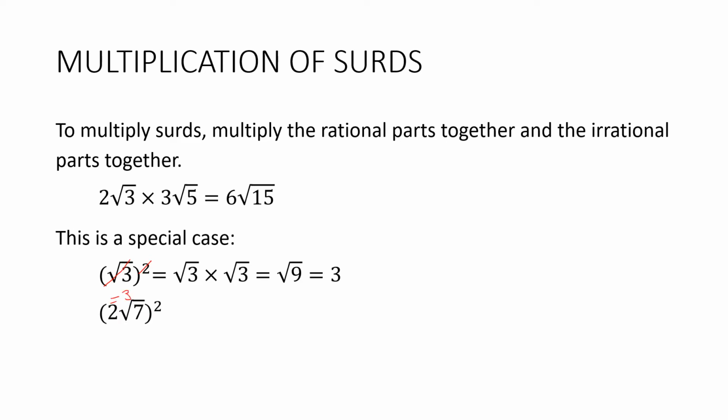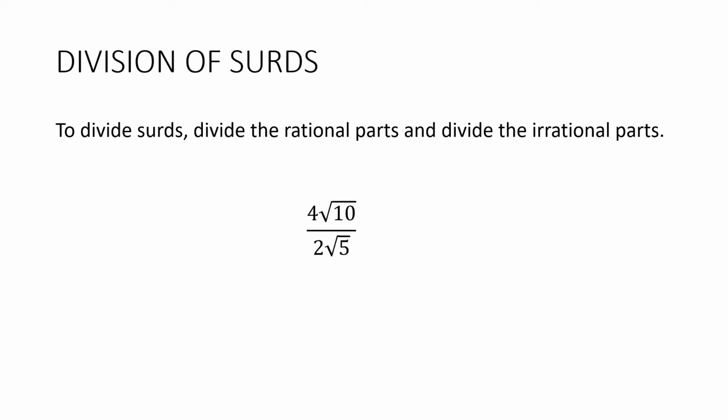Here's one more. 2 root 7 all squared. Now in this case we've got 2 squared multiplied by root 7 squared. So 2 squared is 4, root 7 squared is 7, so the answer is 28. When we divide surds, we divide the rational parts and we divide the irrational parts. So 2 into 4 goes 2 times and 5 into 10 goes 2 times. The answer is 2 root 2.